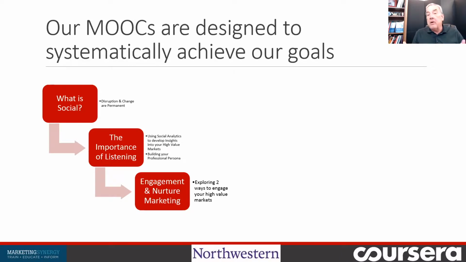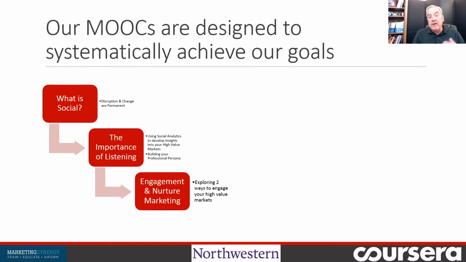Then we go to the second one, which is the importance of listening. The key is your markets are out there talking right now about topics that are of importance to them, and they're also ones that you need to help them achieve their goal in. And so we talk about how the social ecosystem's put together, and then we start building your professional persona by giving you tools to go out and actually listen to the social conversations and figure out the elements you need to fully understand them, and then to engage with your target markets on social.